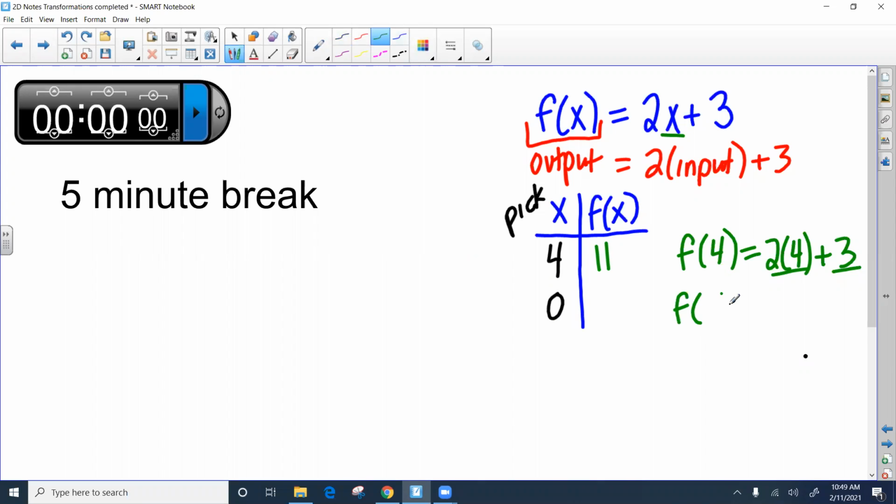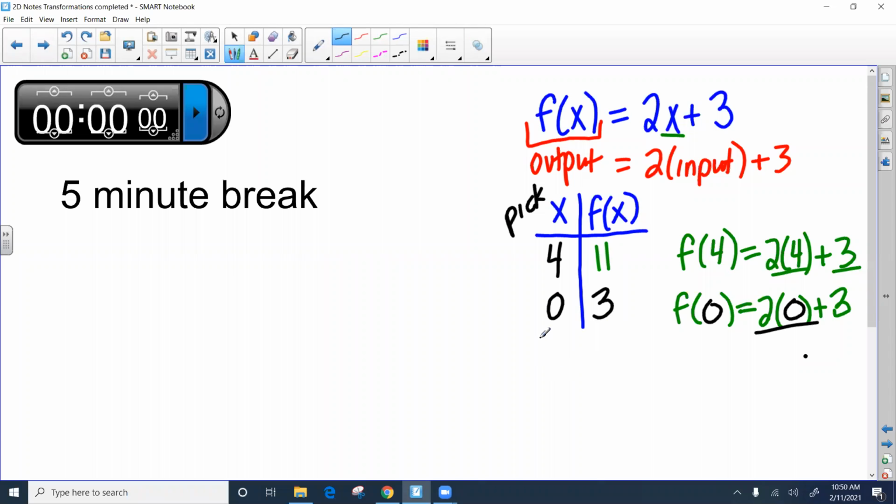It would look like this. f of 0 equals 2 times 0 plus 3. So remember, anywhere there's an x, we can write it with open parentheses and then fill in that 0 or whatever that input is. So f of 0, 2 times 0 is 0, plus 3 is 3. So when the input is 0, the output is 3. Okay. And we can continue this with any numbers.